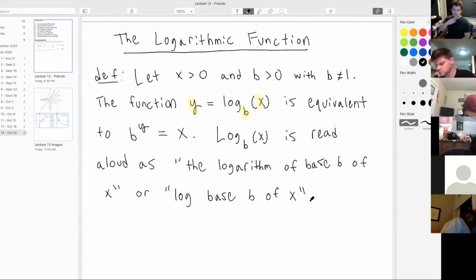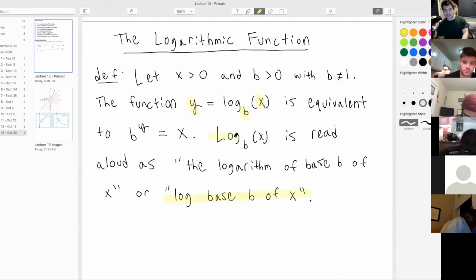I will almost always shorten the word logarithm to just log. It's easier and it'll save time. So whenever I say log, it will mean logarithm, and this is the one I'm going to say most often. Log base b of x just stands for this notation: log subscript b and then parentheses x. All right, so that's the language.